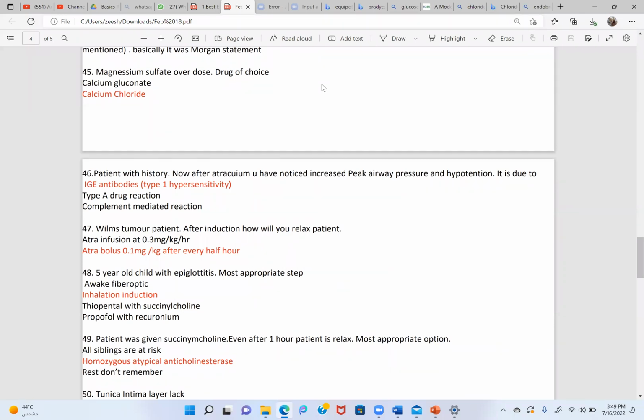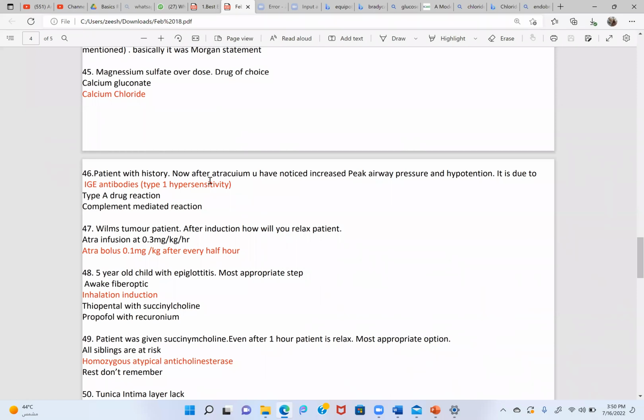But for practical purposes, you understand the theory why you are using it. You just need a very small dose of calcium chloride. If you are giving calcium gluconate, you need to give a higher dose. Actually, it is a common mistake, so common that nobody wants to change it.